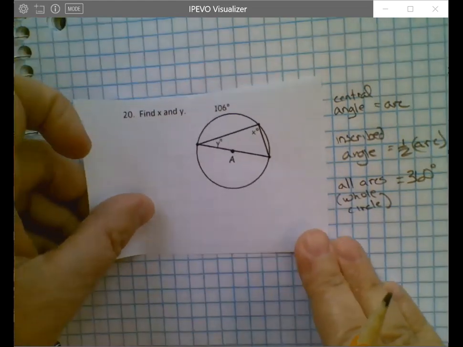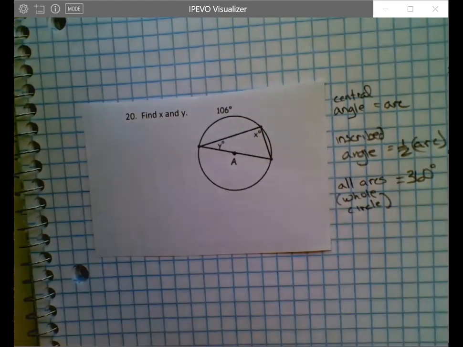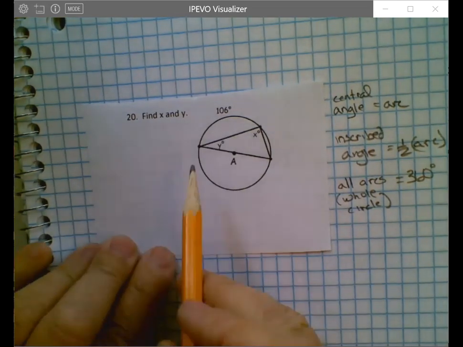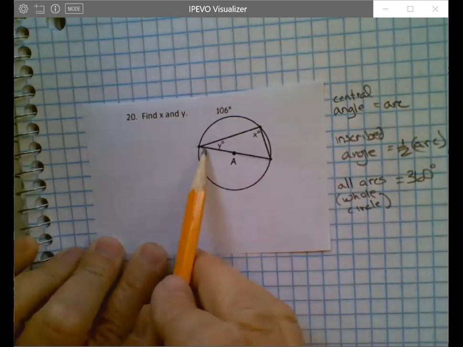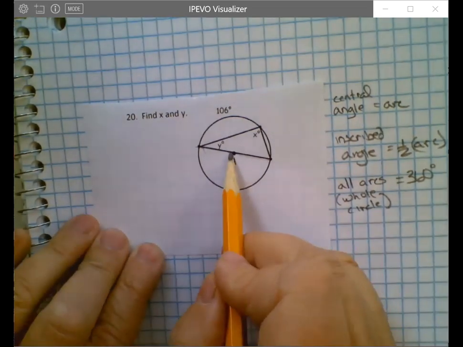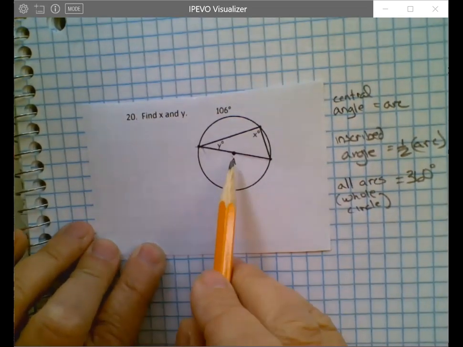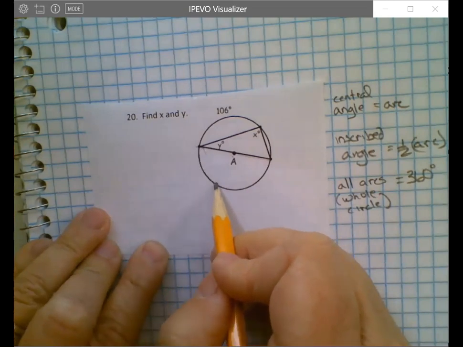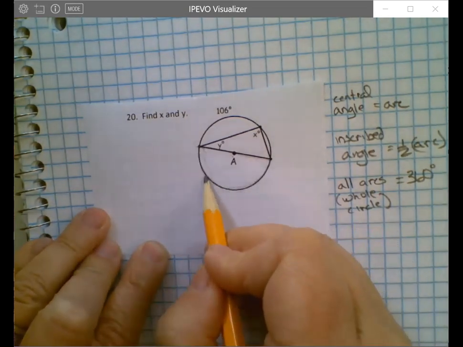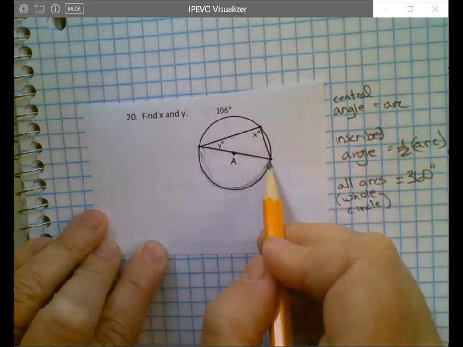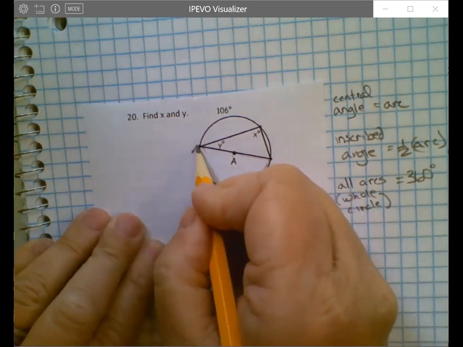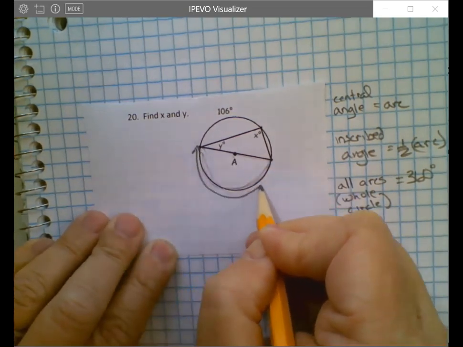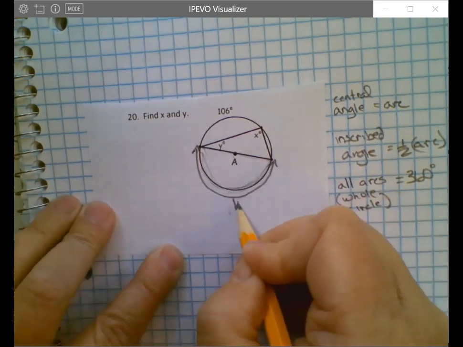Next up is number 20. You can, of course, pause and rewind and go back over any that you need. All right, the trick here is that this line, this longest line segment, is a diameter. It goes through the middle, goes through the center of the circle, which means it's dividing the circle into exactly half. And half of 360 is 180. So this arc here is a semicircle arc. It's 180 degrees.